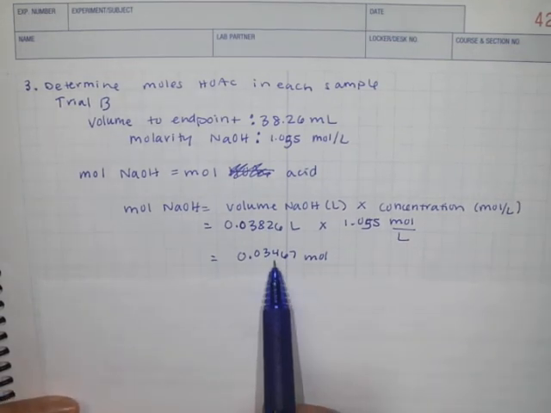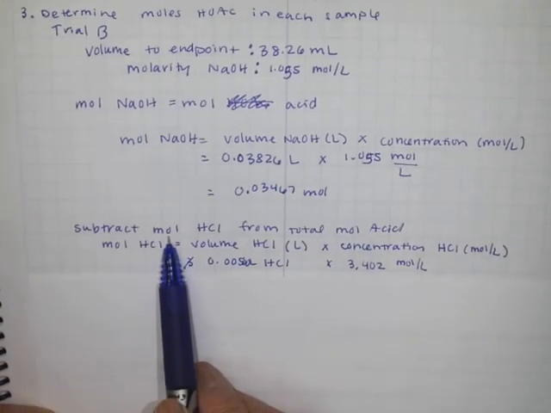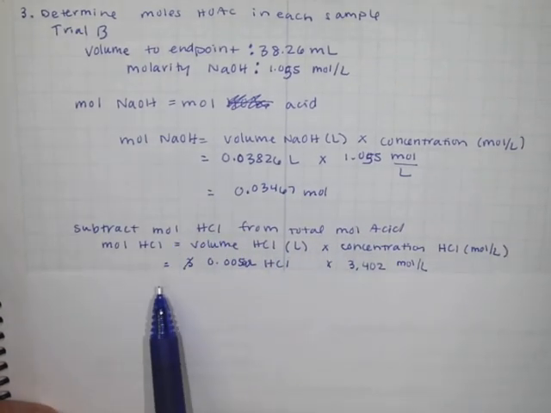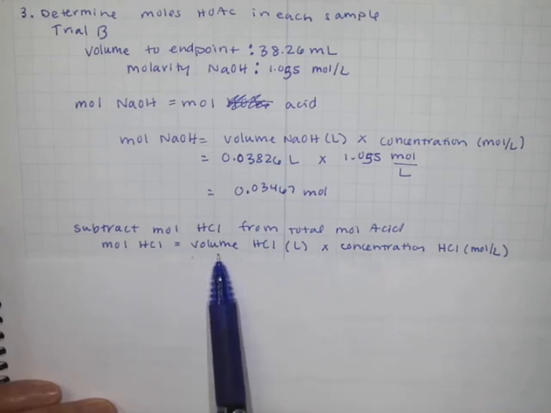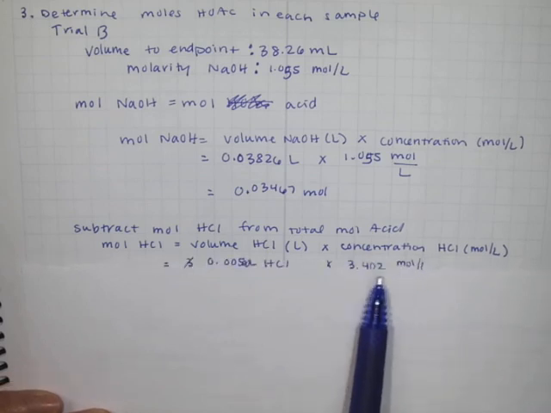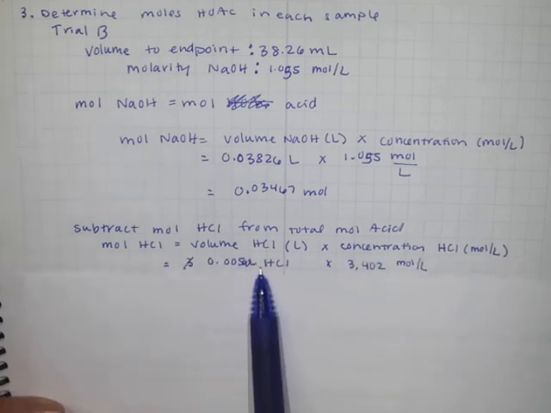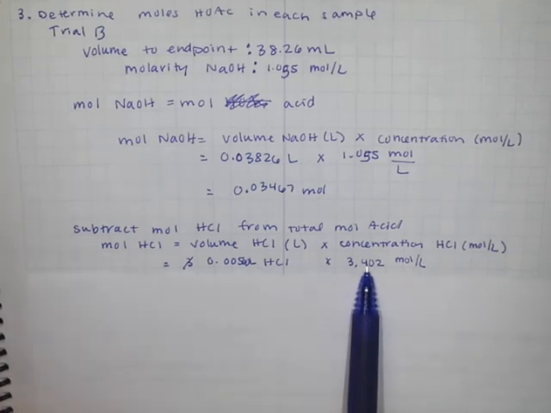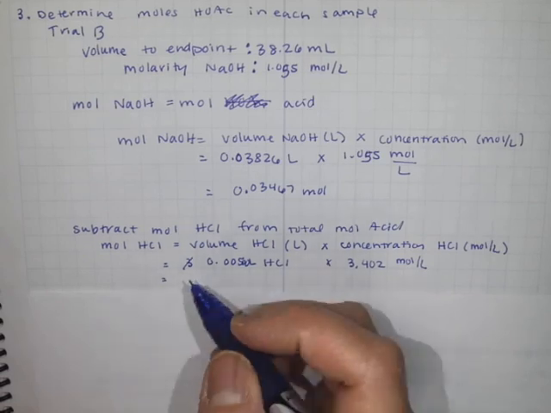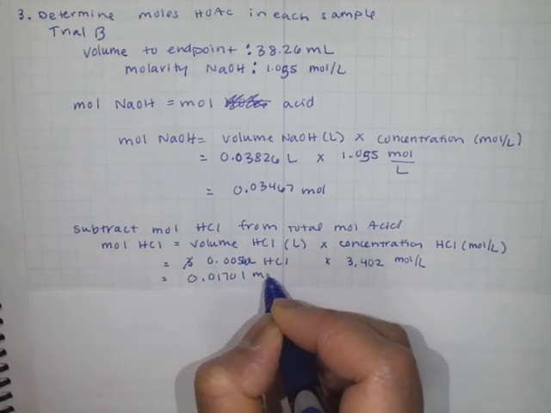This is the HCl left over plus the acetic acid. So we have to subtract the moles of HCl from the total moles of acid. And we can do that, finding that by the volume of HCl in liters times the concentration. So that was 0.00500, so that's the initial 5 mils of hydrochloric acid, times the molarity of my HCl was 3.402, so that ends up being 0.01701 moles of HCl.